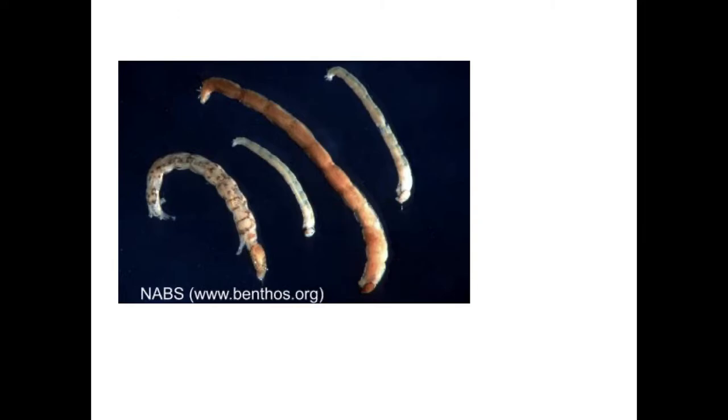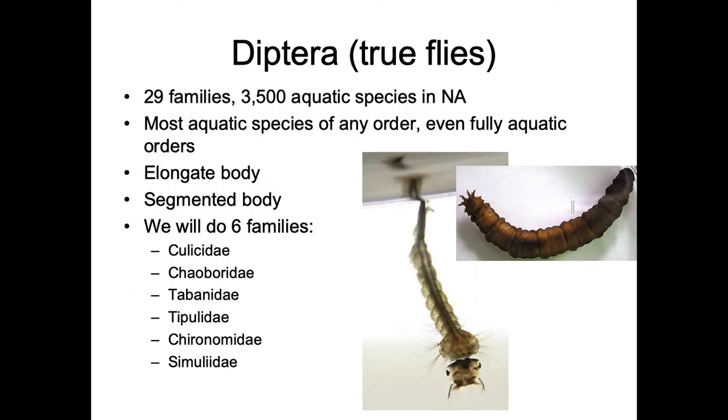Okay, next up, what order is this? Hopefully you said Diptera. So these are the true flies. And this will be the last set of families that we'll do. And we will do the most families in Diptera because it's such a super important aquatic insect order.